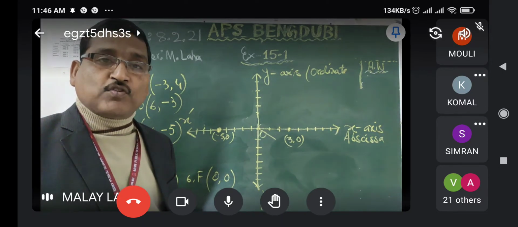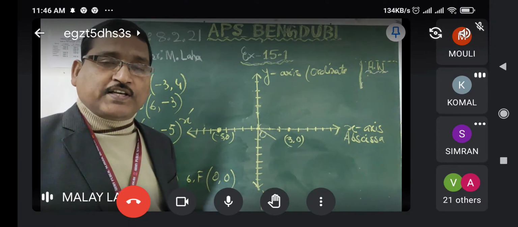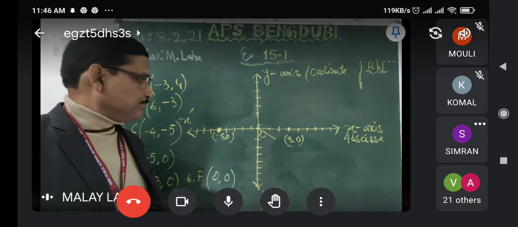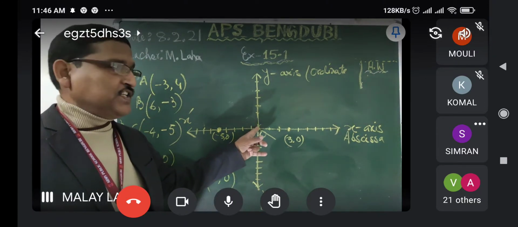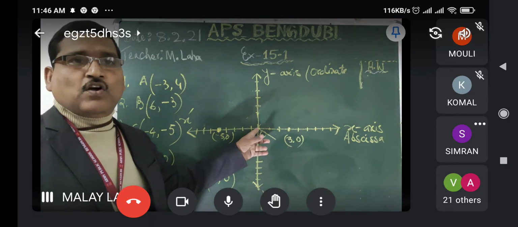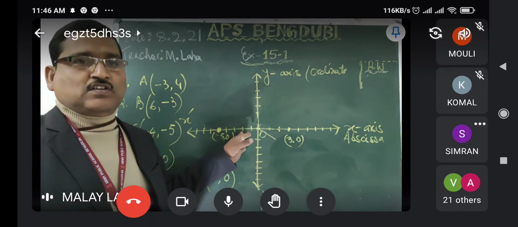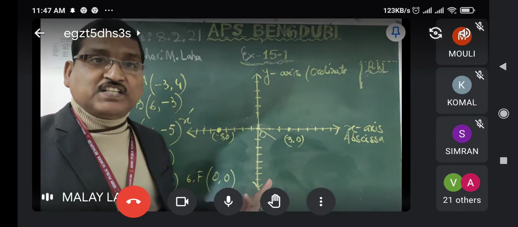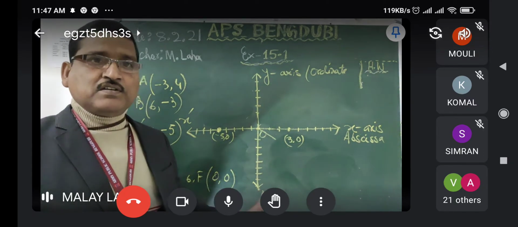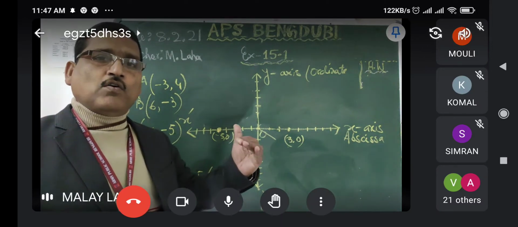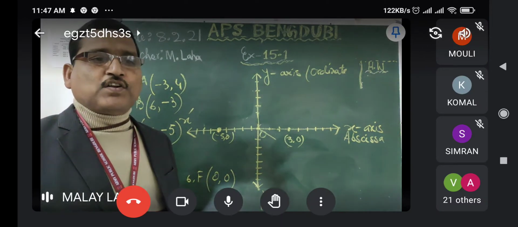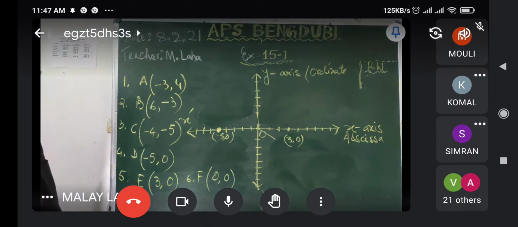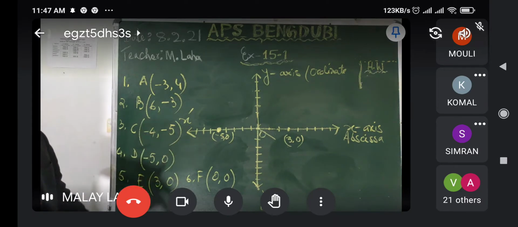Because this type of question is going to come in your exam. All auxiliary type. Okay, be careful. That's why I'm repeating. So the coordinate of origin is 0, 0 because it is not on the x-axis, not on the y-axis also. Coordinate means distance from the origin. The origin is a point also. So what will be the coordinate of origin? Coordinate of origin is 0, 0. Have you understood?